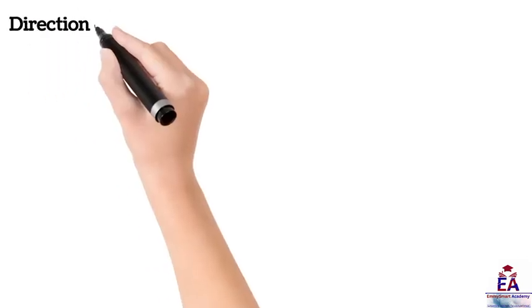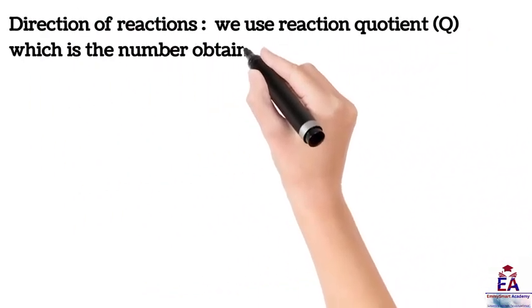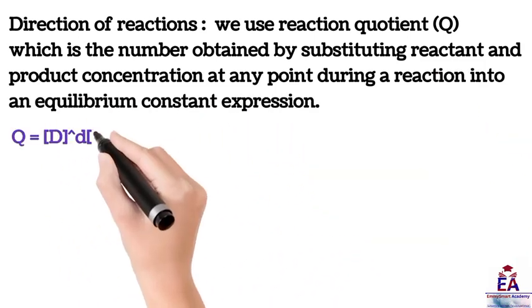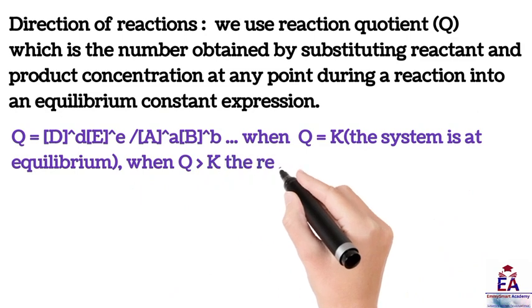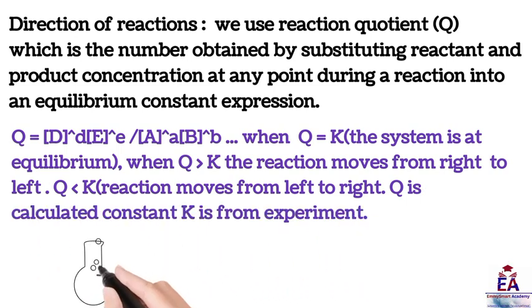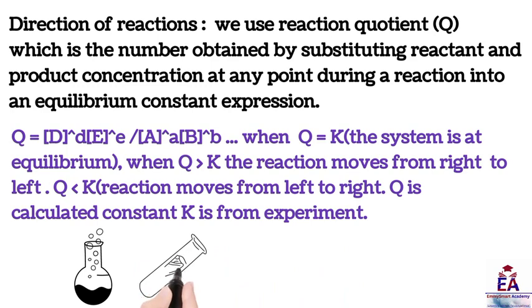All right, let's proceed. We have the direction of reactions. We use the reaction quotient, Q, which is the number obtained by substituting reactant and product concentrations at any point during a reaction into an equilibrium constant expression. Basically, we have the products over the reactants. If Q is equal to K, then we say the system is at equilibrium. But when Q is greater than K, the reaction moves from right to left. And if Q is less than K, the reaction moves from left to right. So Q is calculated, while K is from experiment.